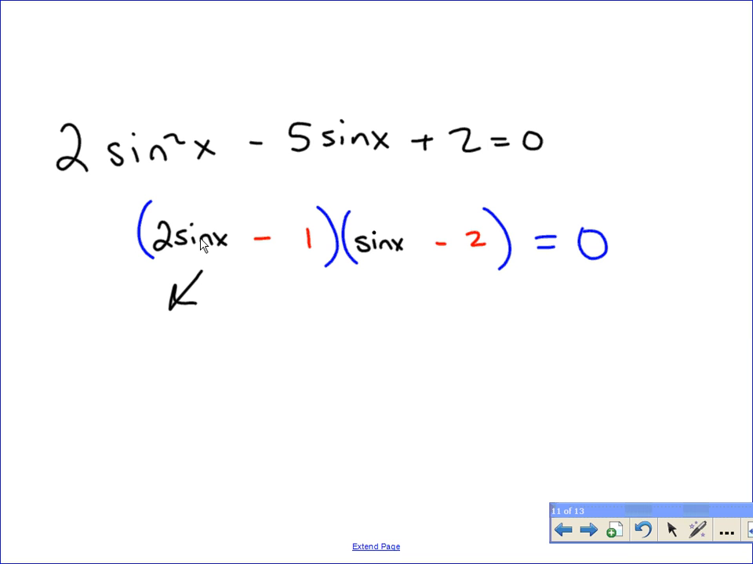Looks like when I separate that one becomes sine of x equals 1/2. This one becomes sine of x equals 2. So I'm separating them by saying they're both equal to 0, and then solving them for just basic sine of x. Now what you do when you get to this point is you use your unit circle again. We kind of just did this one already.